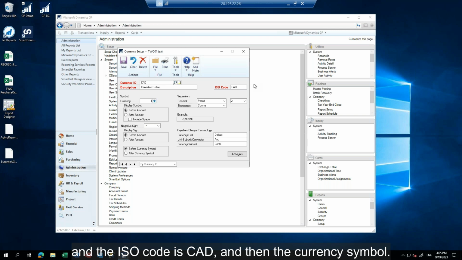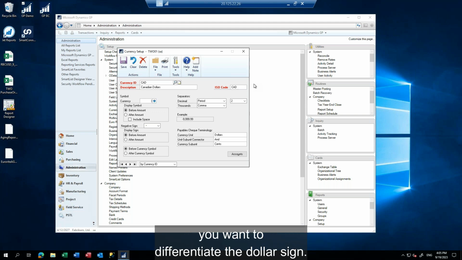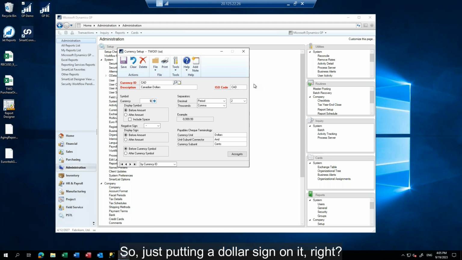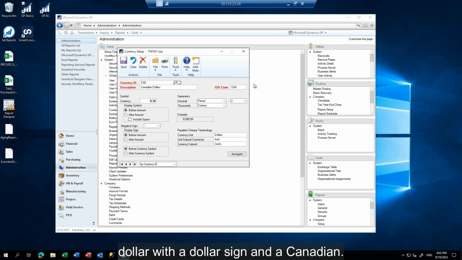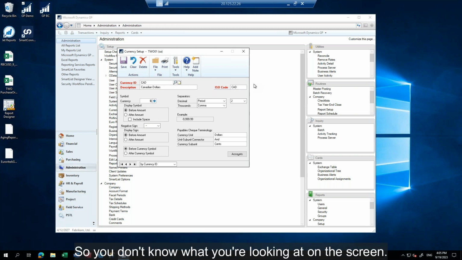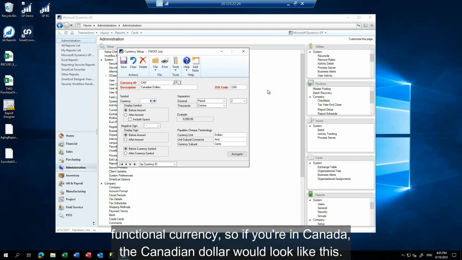And then the currency symbol. Depending on whether you're a Canadian-based company or a US-based company, you want to differentiate the dollar sign. Just putting a dollar sign on it, great, not a problem. The problem is that if you look at your books, you can't tell the difference between a US dollar with a dollar sign and a Canadian one, so you don't know what you're looking at on the screen. So ordinarily we pick one to be the core, which is usually your functional currency. If you're in Canada, the Canadian dollar would look like this.